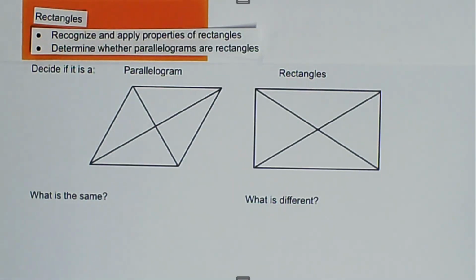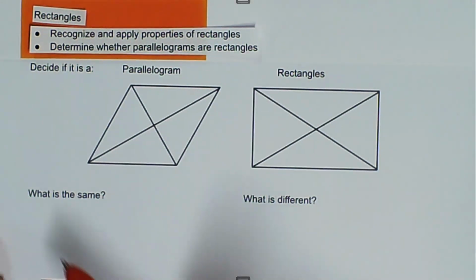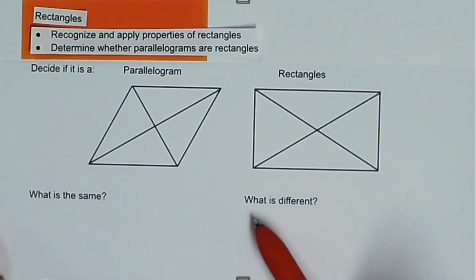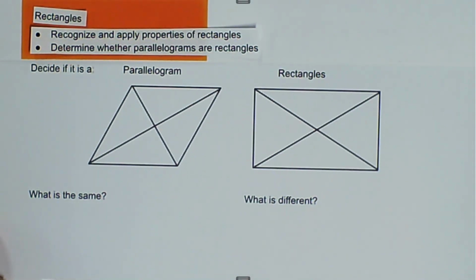Today we are talking about rectangles, and we want to recognize and apply properties of rectangles, and determine whether parallelograms are rectangles. So we have two images here. We have a parallelogram and we have a rectangle, and we want to decide if it is a property of a rectangle, or a property of a parallelogram. So what's the same and what is different?